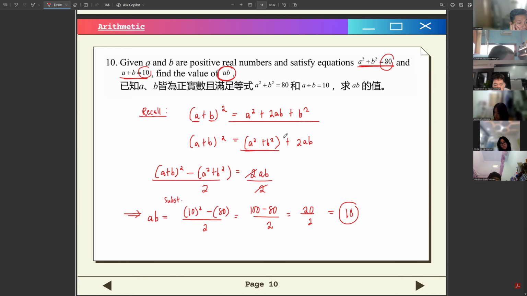By the way, you could also start substituting here right away, right? At this point, you can already substitute. This is 10 squared is equal to 80 plus 2AB, right? And then you will still just go through the same steps. 100 minus 80 equals 2AB. 20 is equal to 2AB, so your AB is 10. Okay? It's just the same.